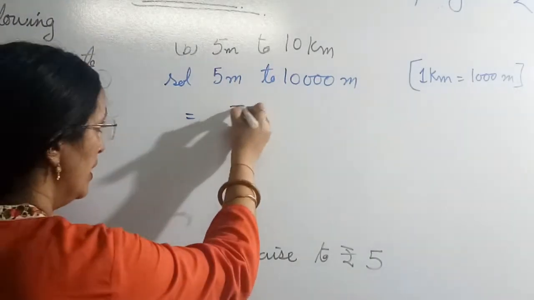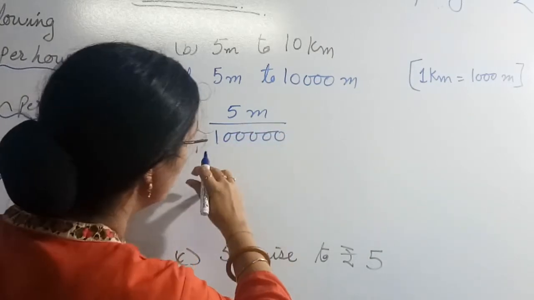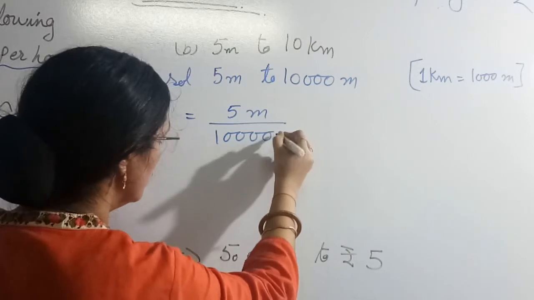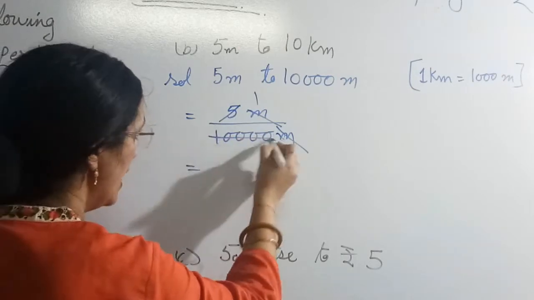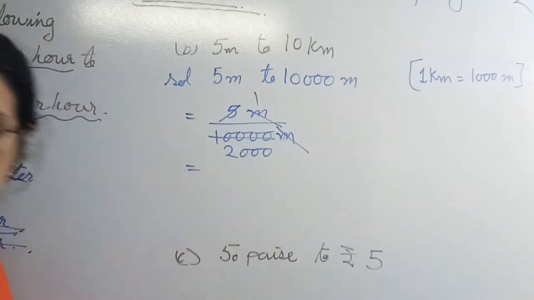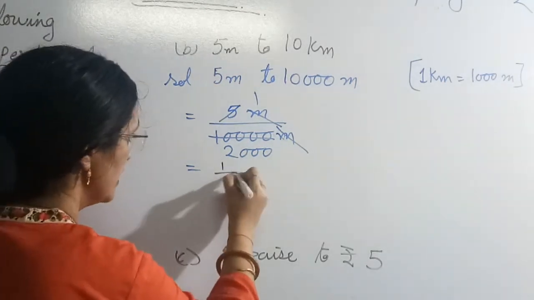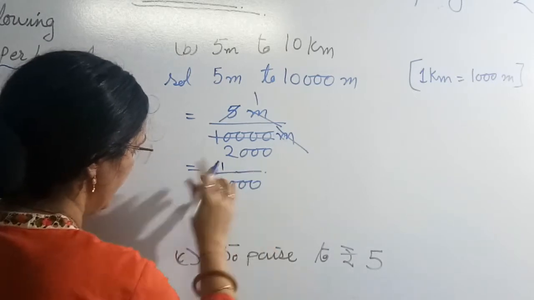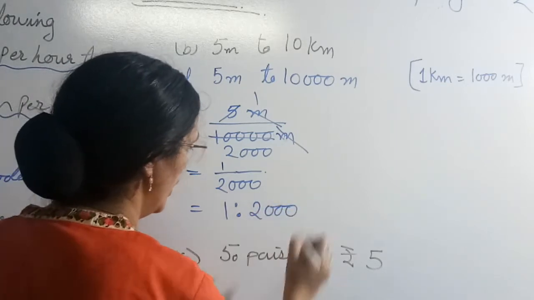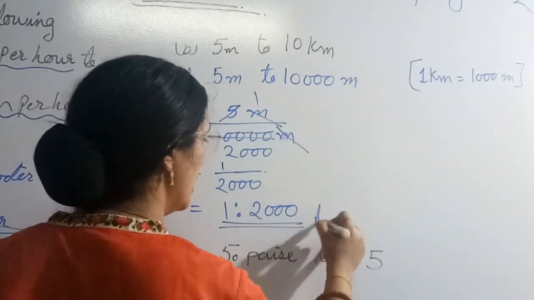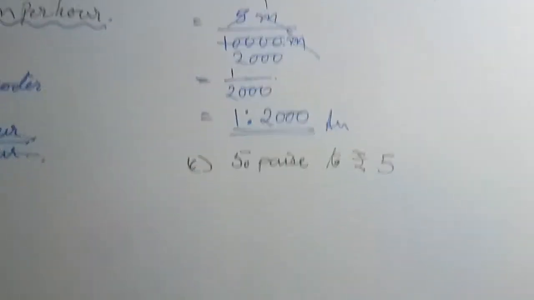So what will be the ratio? 5 meter upon 10000 meter. Meter and meter will be cancelled, then 5 ones and it will be 2000. So how will we write it? Now first it is coming in the form of a fraction. We will write it in the form of a ratio. So you will read it as 1:2000, and this is our answer. Clear? Now let's see the third part.